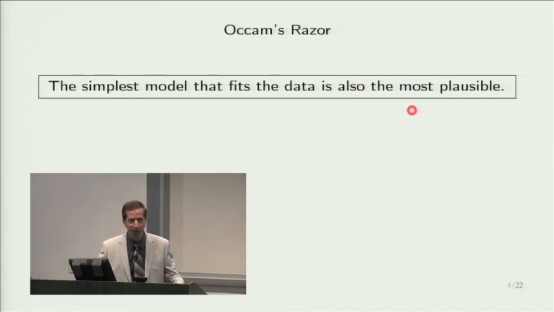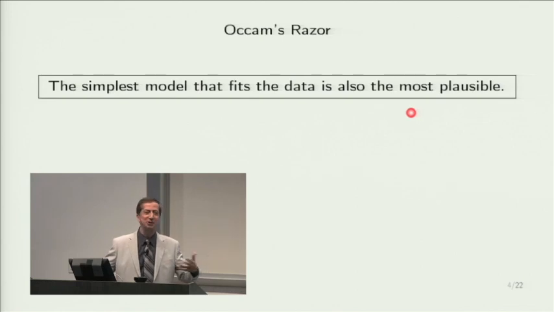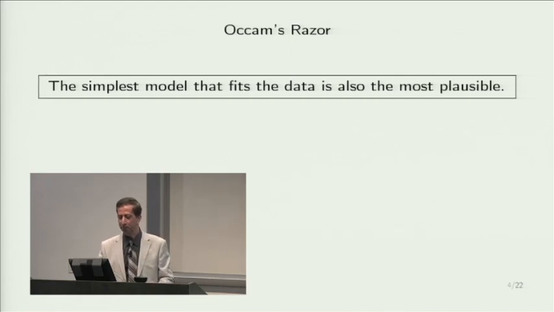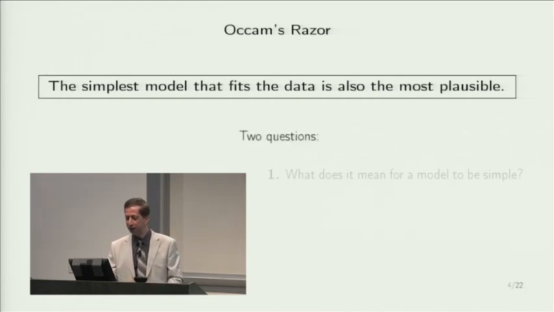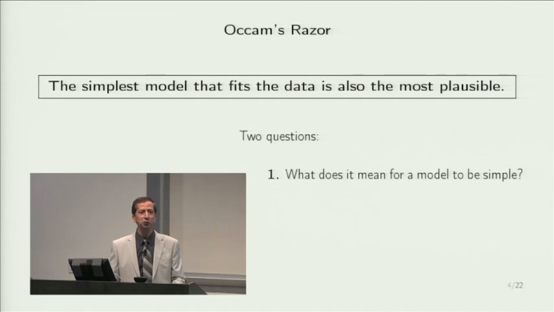That is a statement, and you actually need to argue why this is true. It's not wishful thinking that if we just always choose the simple thing, things will be fine. There is something to be said here. So there are two questions to answer in order to make this concrete. The first one is, what does it mean for a model to be simple?